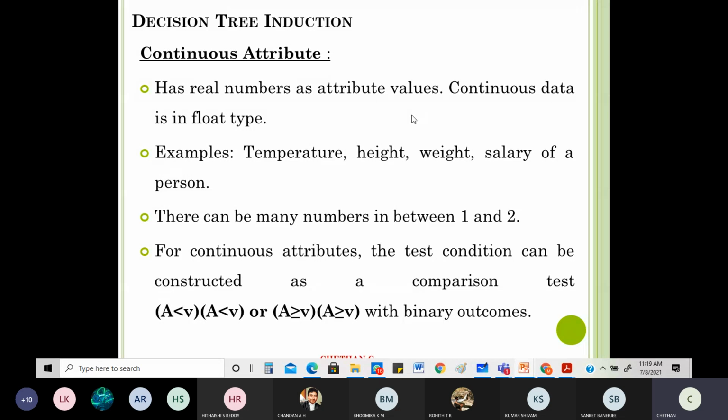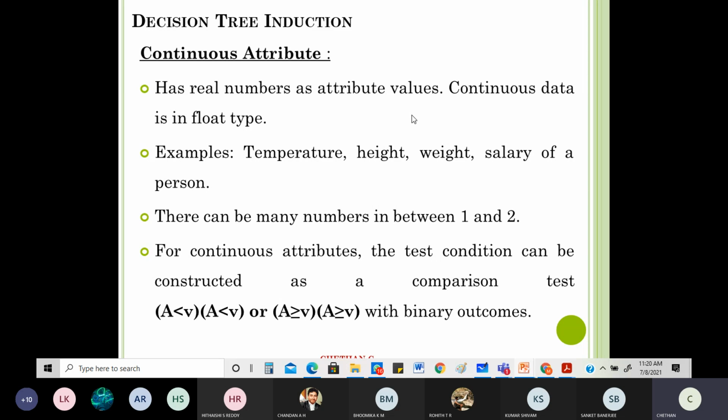The temperature, height, weight, and salary of a person can all be represented using continuous attributes. There can be many numbers in between 1 and 2. What is the meaning of that? Between 1 and 2, you can have any number put in there. You can have something like 1.11234, 1.2432, like that. Any numbers between 1 and 2.